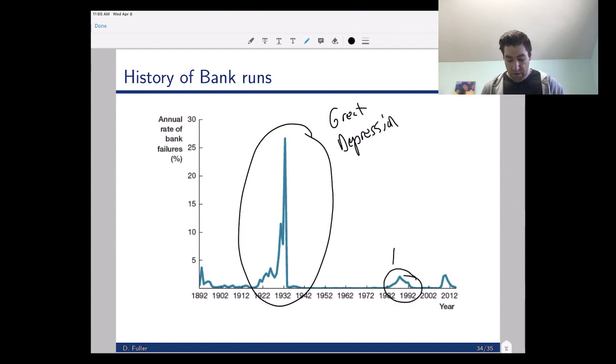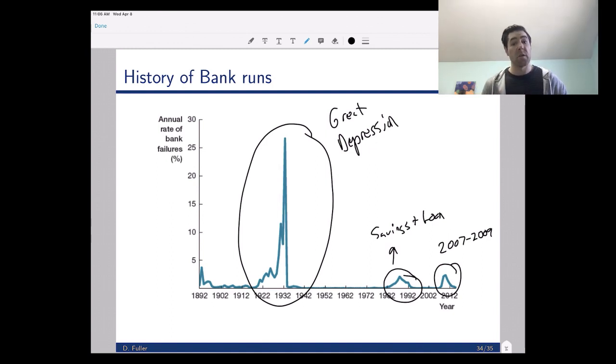You can see that after that period of time, we've had a couple of other ones. There was a savings and loan crisis. You can go and look these up at your leisure if you're interested. In the early 90s, we had a savings and loan crisis where a lot of banks failed. And this was the most recent recession, 2007 to 2009. We had a similar increase in bank failures. That was a financial crisis.